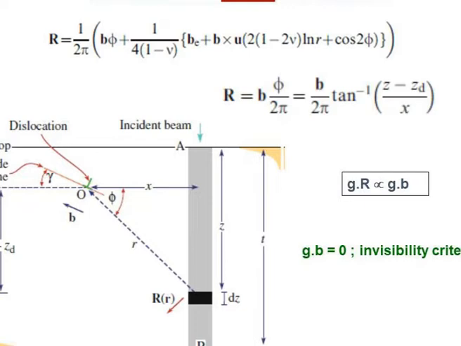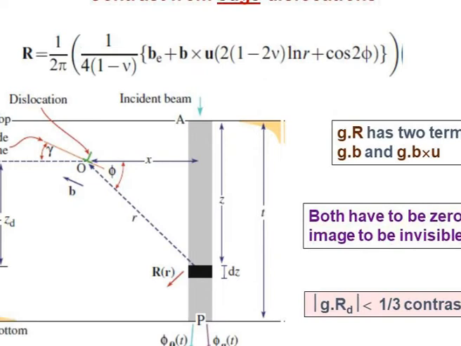So that criterion we call an invisibility criterion. This is what is used to image dislocations in a sample. Similarly, for an edge dislocation, this is what essentially the R vector will be. Here again, two terms are there. The G dot R will be equal to G dot B plus G dot B cross U. Both these factors have to be 0.